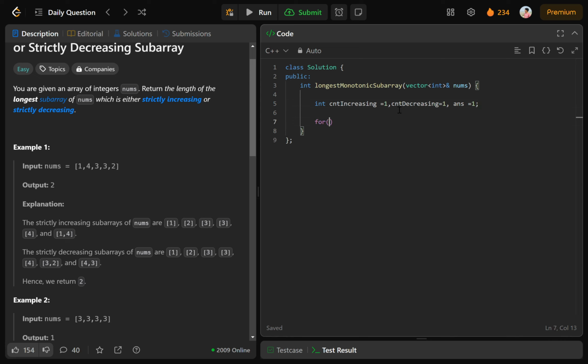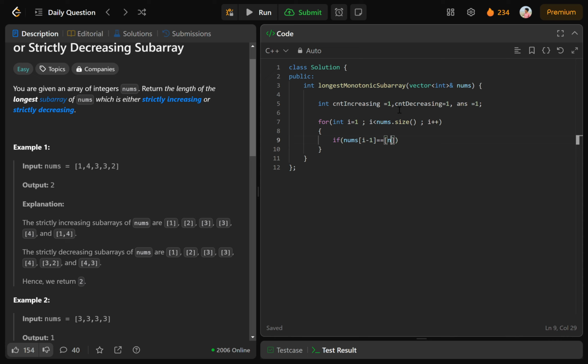We will start from the second element because the first element is already processed: i less than nums.size, i plus plus. Now, if both elements are the same, if nums of i minus 1 double equals nums of i, both the previous and current element are the same, then we have to change both variables' values to 1 again because neither of them is following the property of increasing or decreasing.